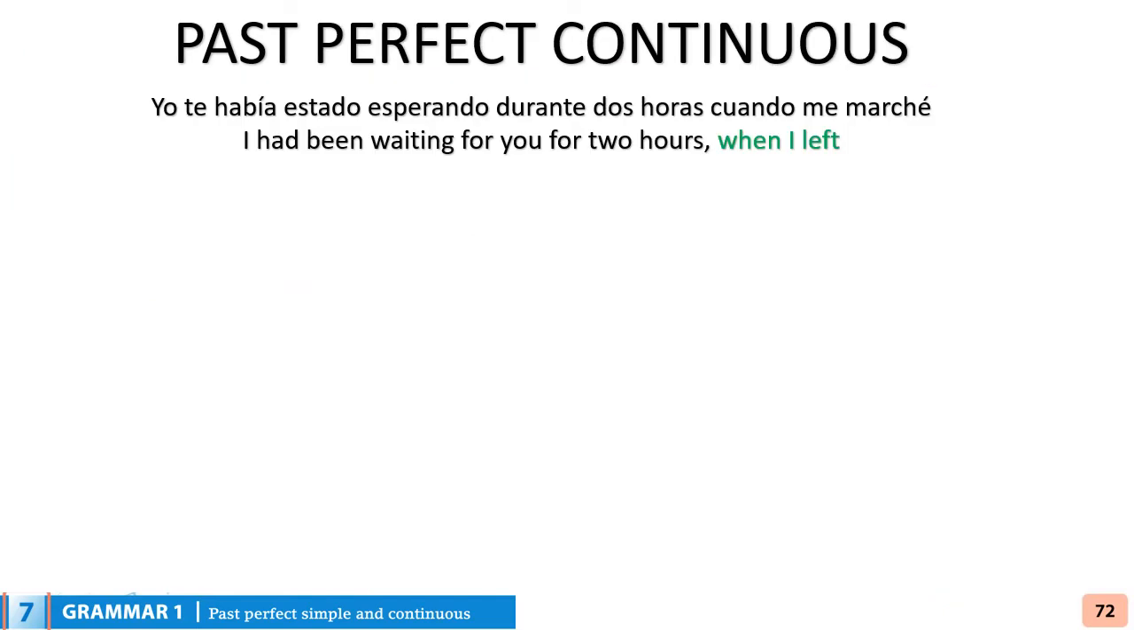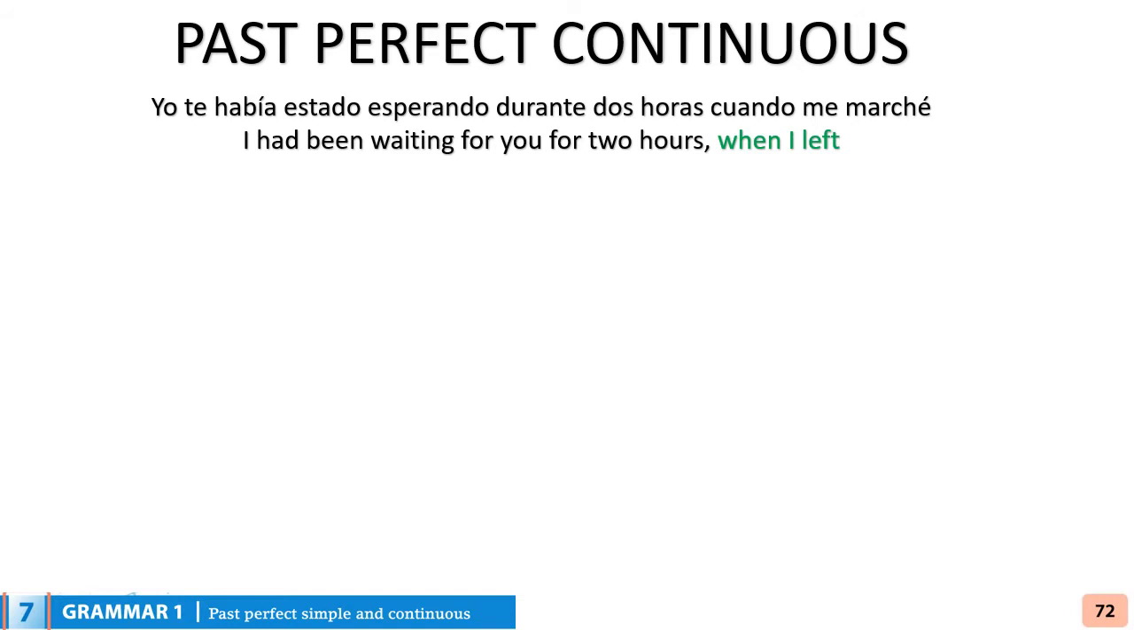Now let's take a look at past perfect continuous. That is to say in Spanish, yo te había estado esperando durante 2 horas cuando me marché. I had been waiting for you for 2 hours when I left. It always happens the same. I wait and I wait and you never come in time, okay? So I'm tired of it. Enough is enough, okay? Basta ya, hombre.